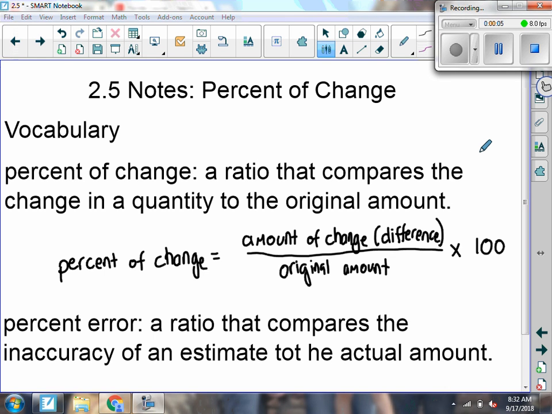So today we're going to talk about the percent of change. Okay. So we have two vocabulary words, percent of change and percent of error. So go ahead and pause this and take a moment to copy this down.